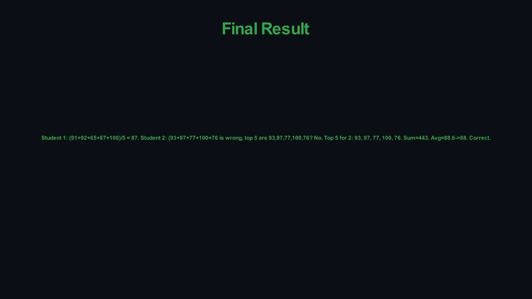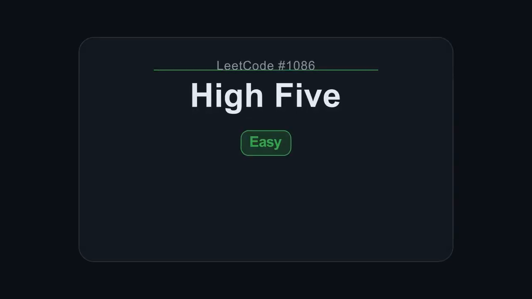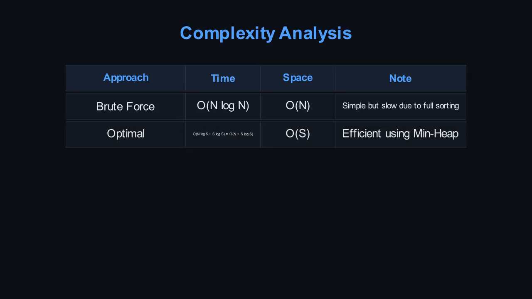This is correct because we successfully isolated the highest 5 scores for each ID, ignoring all lower values that would have skewed the average. You'll spot this pattern whenever the problem asks for the top K or best K items from a stream of data. Specifically, look for a fixed limit on how many items to keep, or a requirement to discard the smallest values when capacity is exceeded. Time complexity is O(n + s log s), where n is the number of items and s is the number of students, since we only sort the final averages.